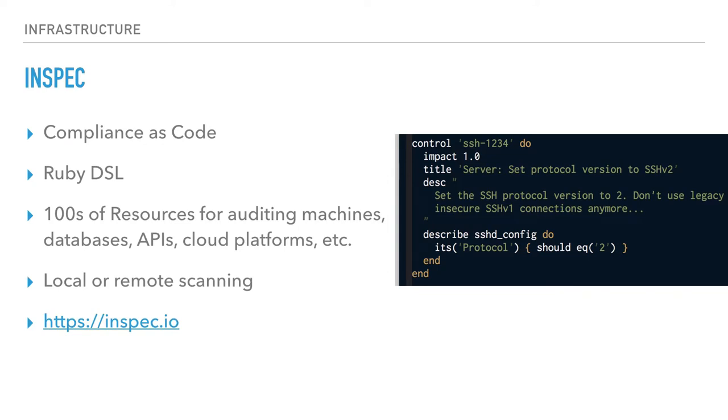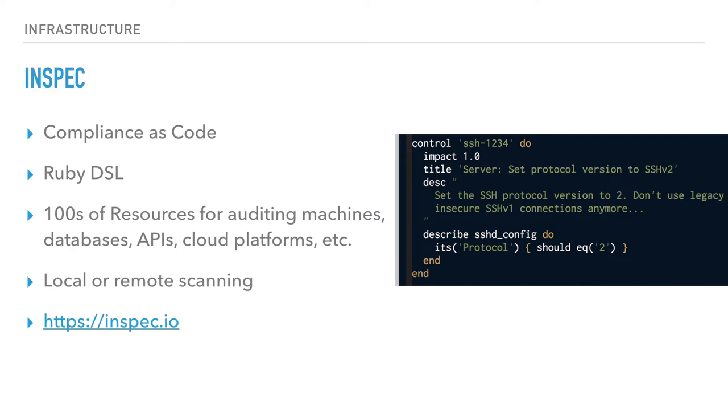And so InSpec is an Apache licensed open source framework for compliance as code. InSpec is a Ruby domain specific language that has a couple hundred resources for auditing machines, servers, VMs, Docker instances, whatever, but also databases, APIs, cloud platforms. It's pluggable. You can write plugins for lots of stuff, and it allows you to scan your machines for compliance and audit them either locally or remotely with statements of the policy that you'd like to see.